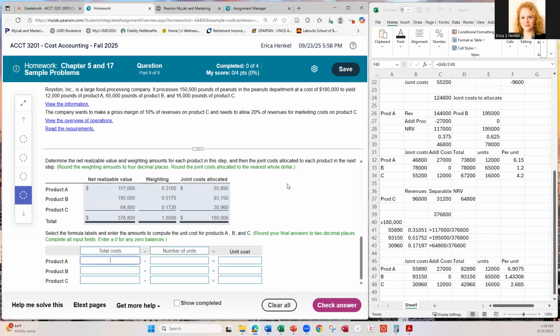Oops, total costs. 82,890 divided by 12,000 gets us to a unit cost of 6.91. 93,150 divided by 65,000 gets us to 1.43. And because we're rounding to the nearest penny, 42,960 divided by 16,000. That's what happens when I'm reading and typing at the same time.